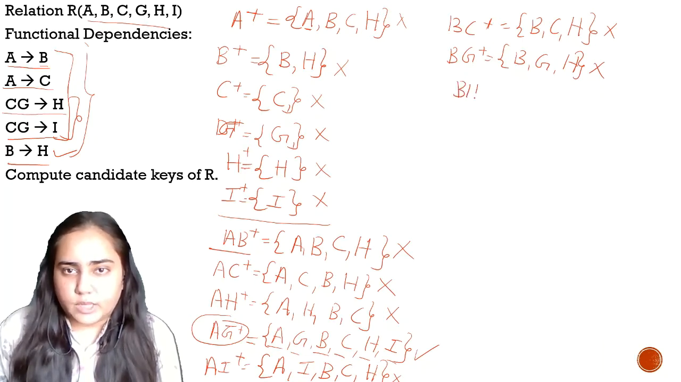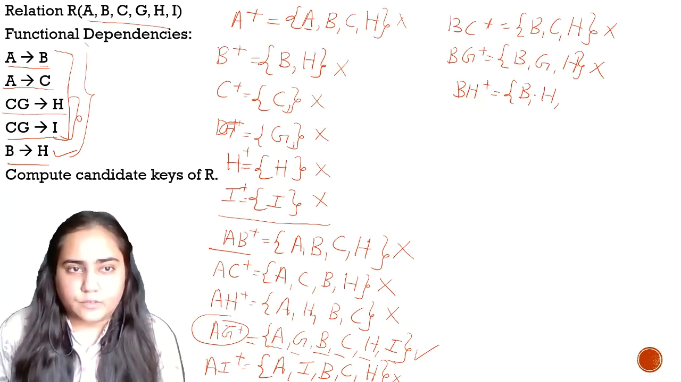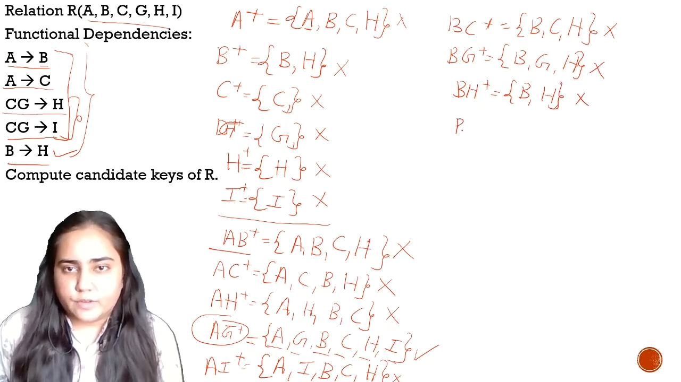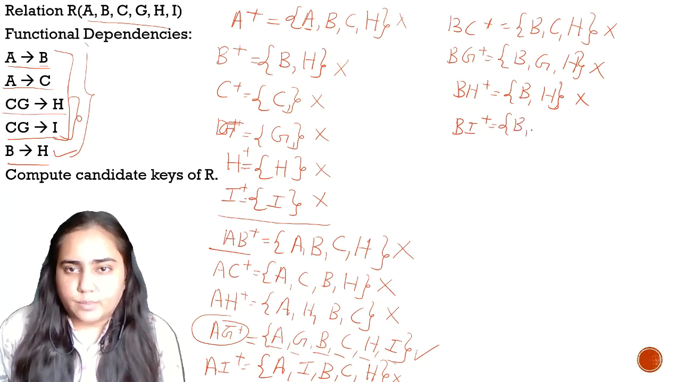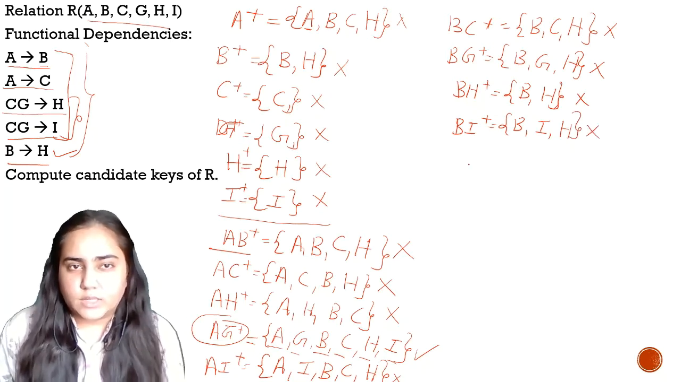Then I have BH plus. So I can add B, I can add H, but after that, there is nothing to add. So this is not a candidate key. And finally, I have BI plus. So I can add B, I can add I. Because of B, I can add H. And that's about it. Not a candidate key.